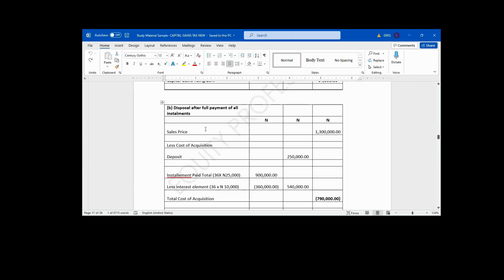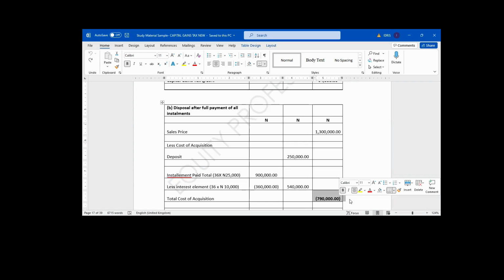So look, after payment of the full installment, 1,300,000 is the sales proceeds. The cost of acquisition is the deposit plus the 36 installments, which is the full installment. 36 times 25,000, less the interest element, 36 times 10,000. When you subtract the 360 interest from 900,000, it gives you 540. 540 plus 250 gives you 790. If you don't want to do it this way, just say your sales proceeds minus the cash price.